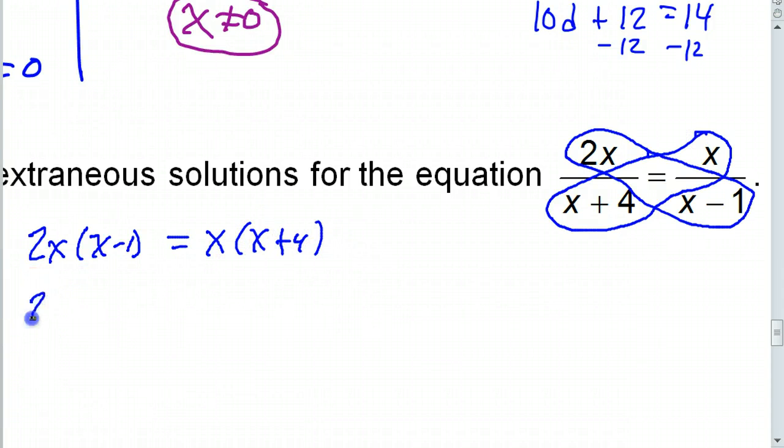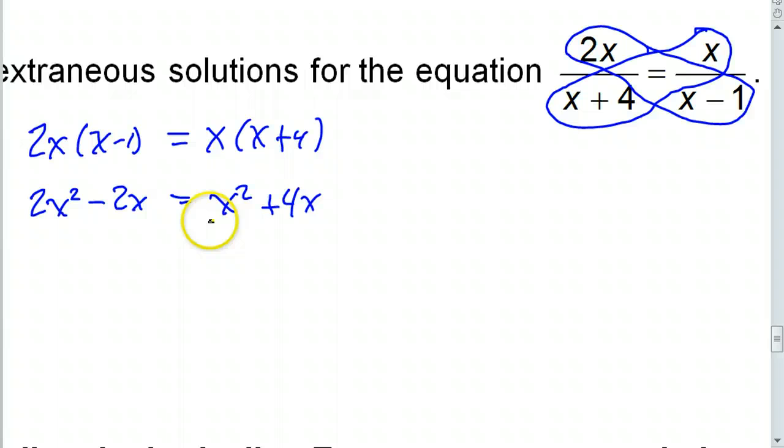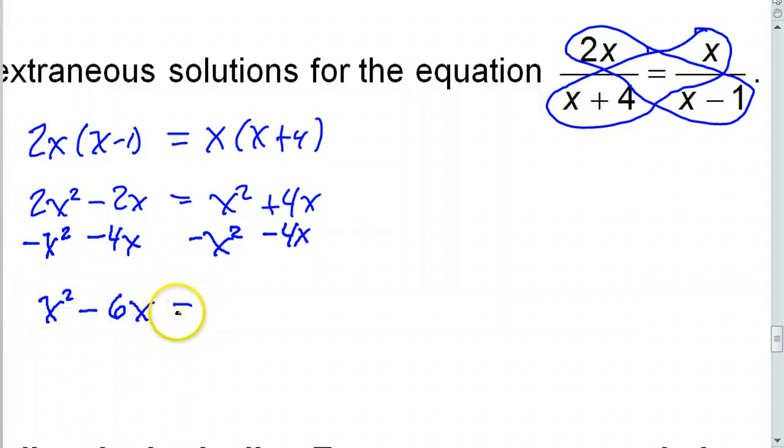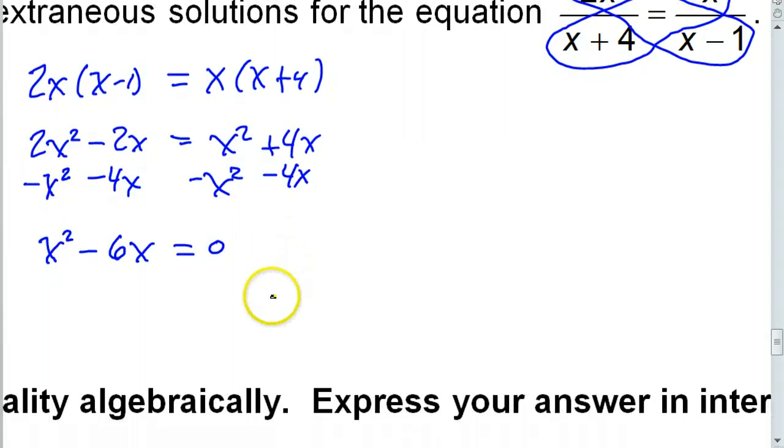All right, so that's going to give me 2x squared minus 2x is equal to x squared plus 4x. Subtracting x squared from both sides and subtracting 4x from both sides gives me x squared minus 6x equals 0.